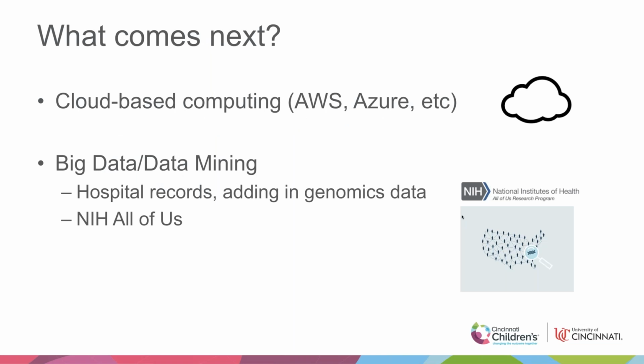The example I put down here was for big data and data mining. One of them is the NIH All of Us program, which seeks to collect over 1 million patients and include lots of different pieces of information, their hospital records, their genomics information, as well as patient surveys. And the idea is that we'll have a large, rich data source to do some of these larger pieces of evaluation and prediction in the future.